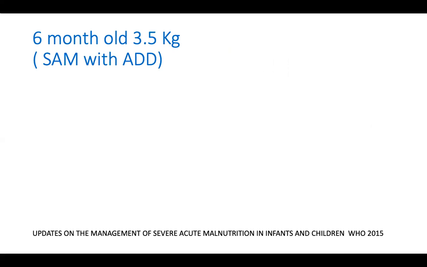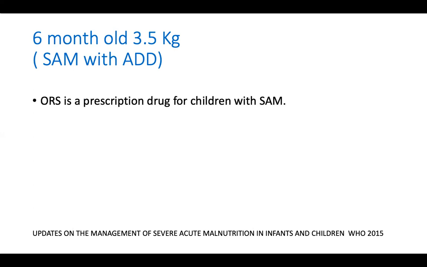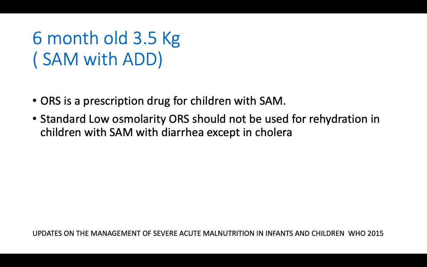So please follow a rule. Always, especially in a young infant, see whether the child is having a failure to thrive or not. Any child with severe malnutrition who comes to you with diarrhea, if you resuscitate them just like any other ordinary child, you will land up in a hypernatremic situation. So whenever you have a child with severe malnutrition, remember ORS is a prescription drug. It should not be freely available for a child with acute malnutrition.